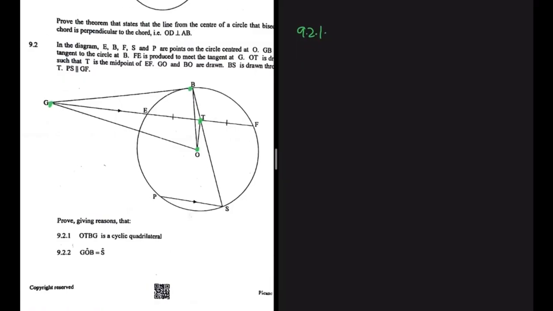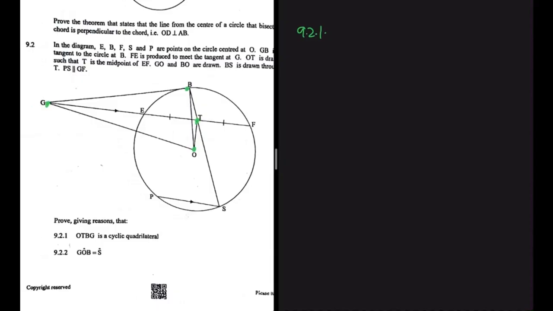9.2.1, let's prove that OTBG is a cyclic quad. So we're talking about OTBG. We need OTBG to be a cyclic quad. But then what does it mean when OTBG is a cyclic quad? That quadrilateral should fit on a circle, and then all the vertices must lie on the circumference of the circle. So we must be able to draw a circle.